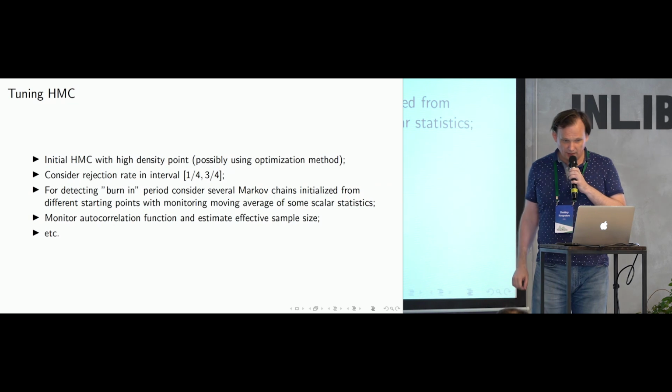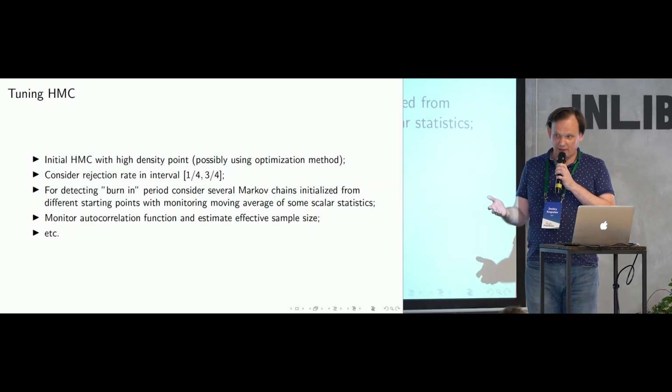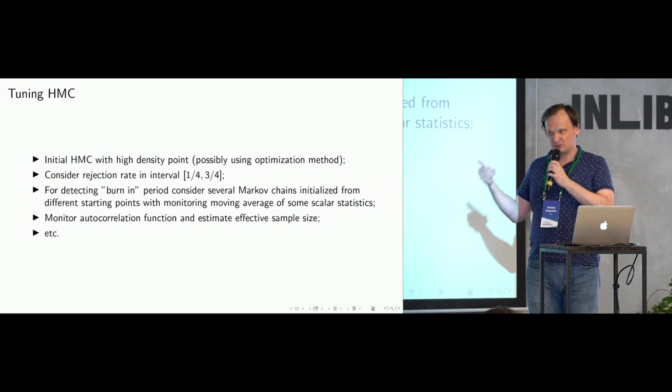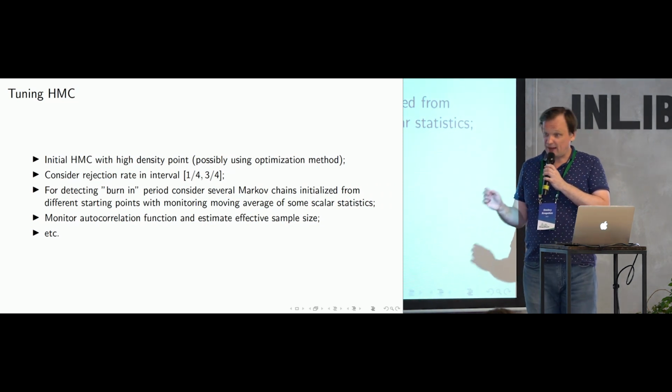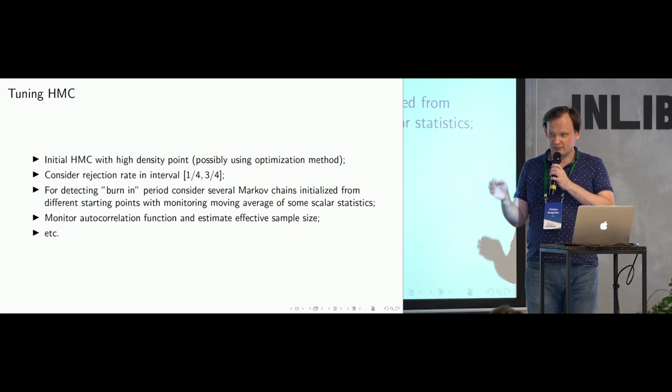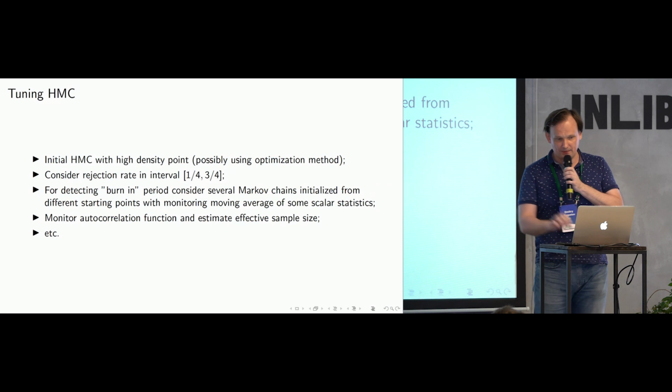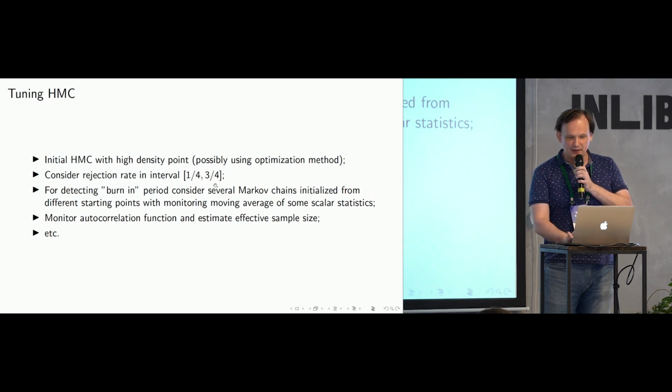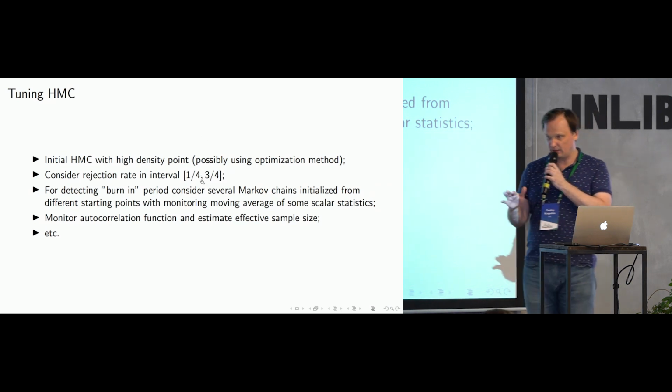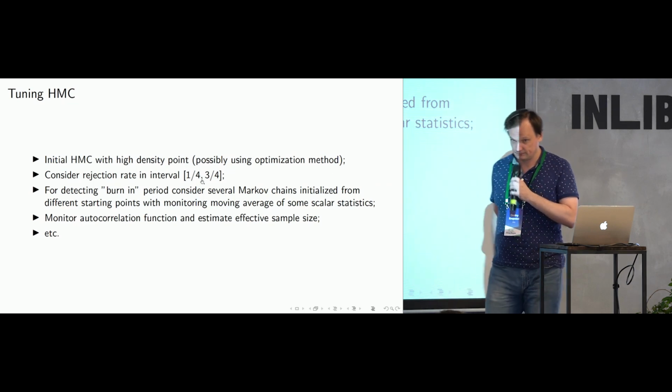In HMC, the rejection rate depends on the parameters of your sampler. You could choose the parameters in such a way that your rejection rate would be close to 1 or close to 0 or close to 1/2, for example. And the practical consideration is that you should choose the parameters of your sampler in order to have the rejection rate in the interval between 1/4 and 3/4.